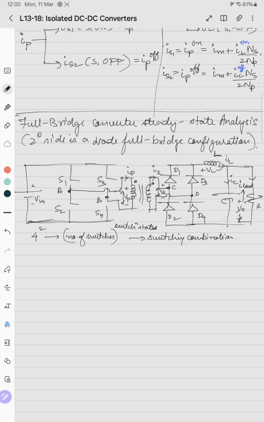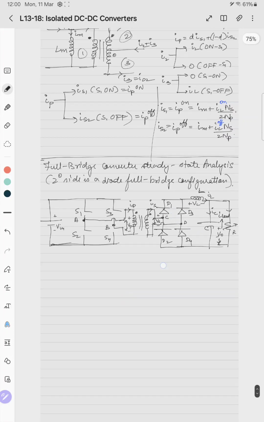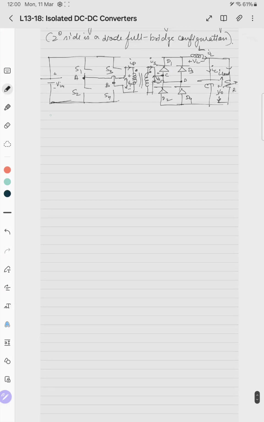Out of this, let us not discuss the switching states and all. So here we have 3 switching states. Diagonal S1 S4 is on, S2 S3 is on, and S1 S3 is on simultaneously, or S2 S4 is on simultaneously. And okay, I'll draw the magnetizing branch.